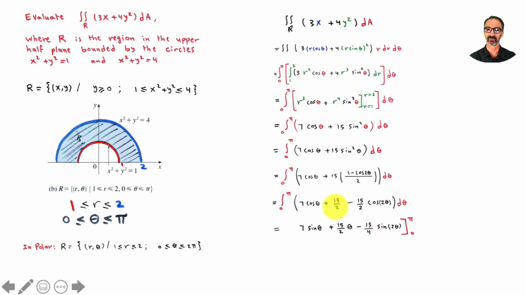15 over 2 with respect to theta will give you 15 over 2 theta. 7 cosine is 7 sine from 0 to pi. Take your time and get 15 pi over 2. Okay? As you can see, I'm trying to make it fit. And you have all the steps, as you can see. If I feel like I'm going too fast, you could pause the video by hitting the space bar, go through it, and move on back again.